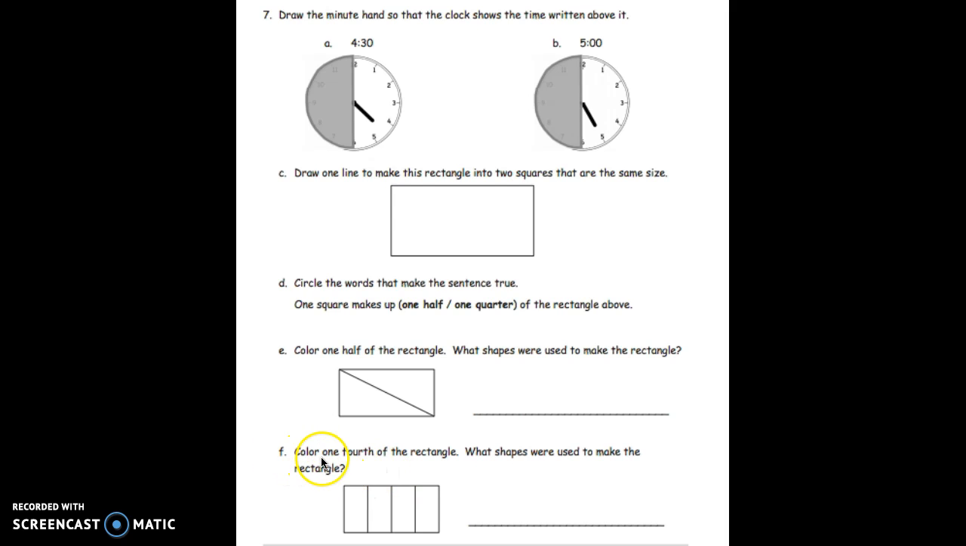Letter F. Color 1/4 of the rectangle. What shapes were used to make the rectangle? So first thing you're going to do, take a crayon and color in 1/4 of this rectangle. 1/4. Then on the line, you're going to write the name of the shape that was used to make this big rectangle. So look at the smaller shapes inside that big rectangle and write the name of the smaller shapes that were within that big rectangle.